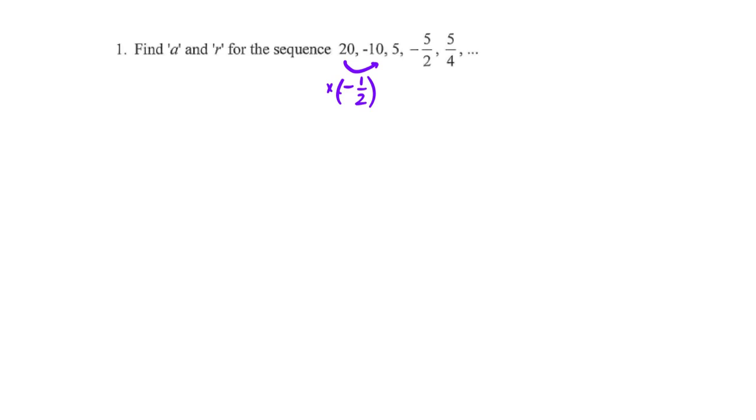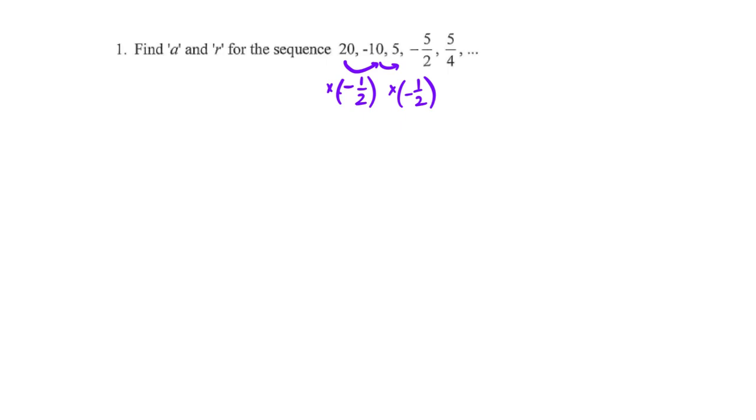Now what I'm going to do is I'm just going to confirm it. So now what do I do to negative 10 to get to positive 5? Well, it switches the signs, so I have to multiply by a negative. What do I do to 10 to get to 5? I've got to take a half of it again. And I feel pretty good that I've now found the correct r value. There is one way for us to be able to go through and determine that.